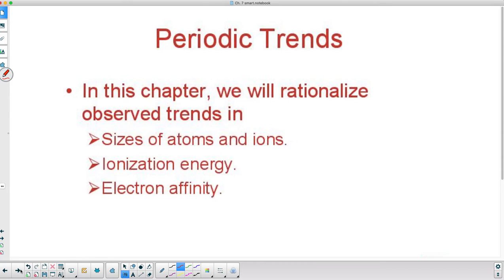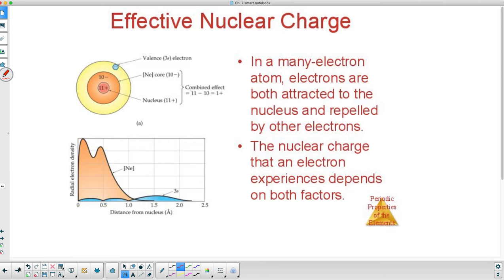Periodic trends in this chapter will rationalize observed trends in size of the atoms and ions. We're going to talk about that. Ionization energy is for the next time, and electron affinity is for the next time. So first of all, effective nuclear charge. What is the effective nuclear charge?